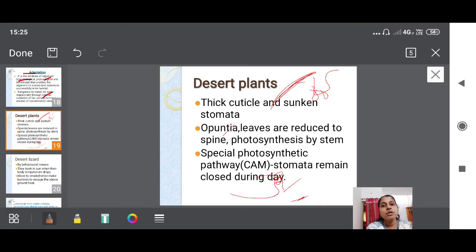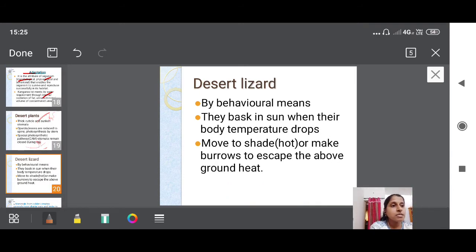The next is your lizards. Okay, desert lizards, they regulate the thing by what? Behavioral means. Behavioral means what? They bring about a change in the behavior, so that they can adapt to the changes in the environment. So how do they? Like they bask in the sun. When the temperature goes down below normal, whenever the sun comes, they bask in the sun, they lie down in the sun, and they will be getting themselves heated up. Okay, the heat they are receiving.